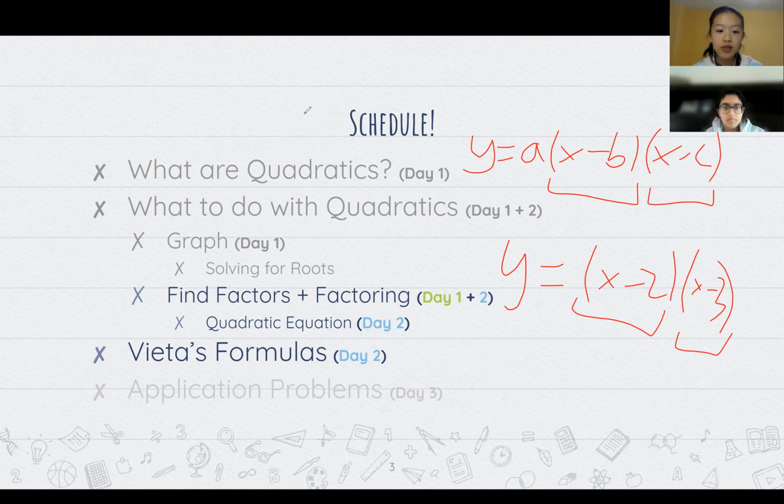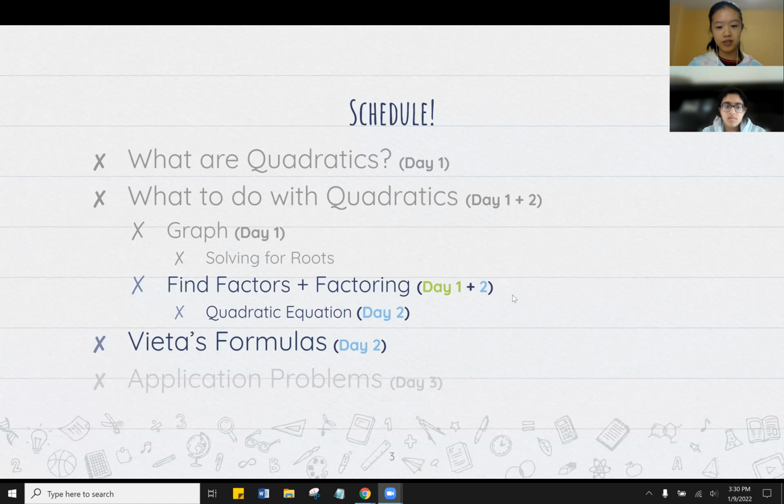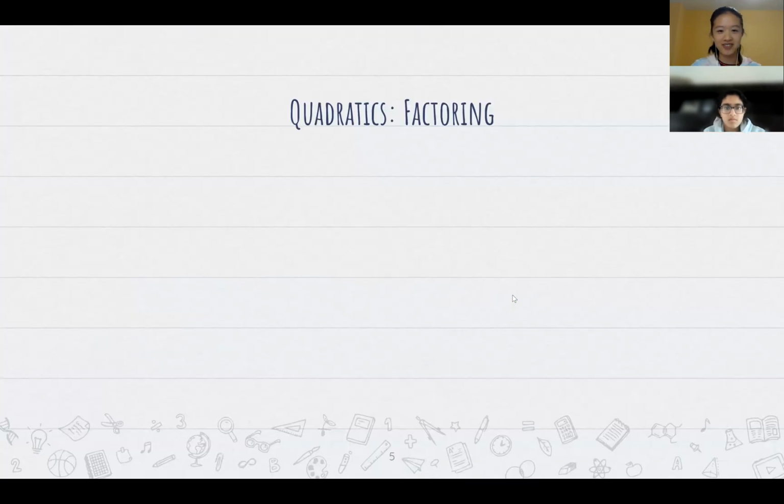And why do we care about factors? Well, it makes it really easy to solve for the x-intercepts, because from factored form, if we set this equal to 0, it makes it easy to solve for the x-intercepts. And that has a lot of different applications, which we're going to look at later. But first, let's just learn how to factor.